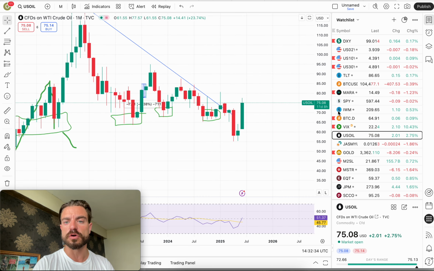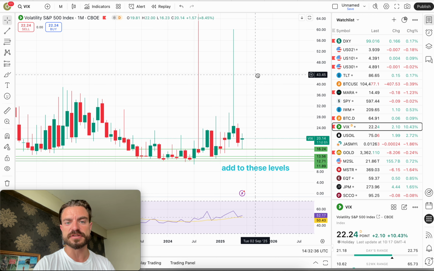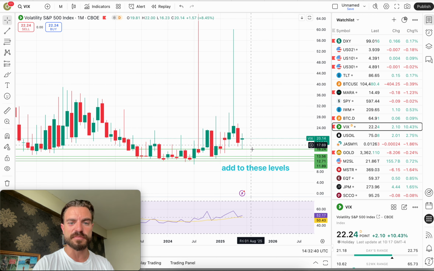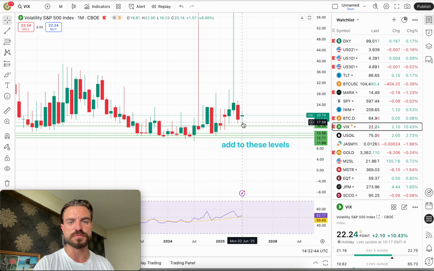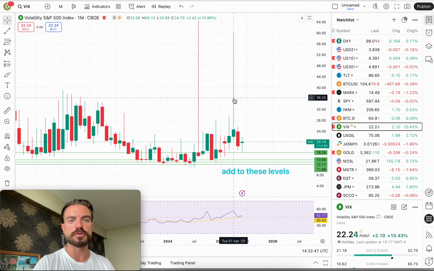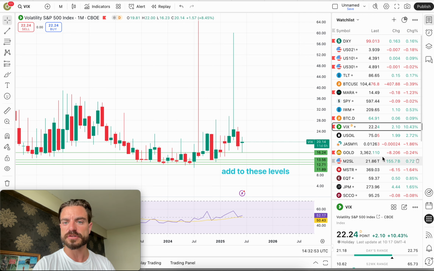Oil, we touched on oil. I want to touch a little bit on the VIX. The VIX, despite what's going on in the Middle East, didn't really have much of a movement. Okay, $16 to 21. This is a very average move. But if we look at April, for instance, a huge scare with the tariffs and whatnot, look at that. Like, you had a 3x move there.